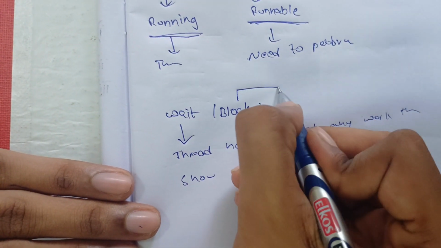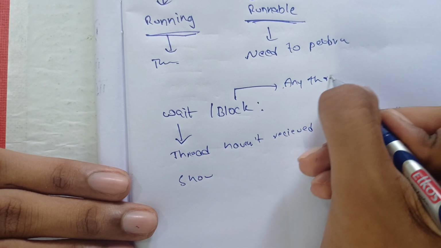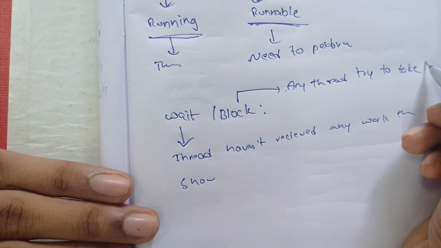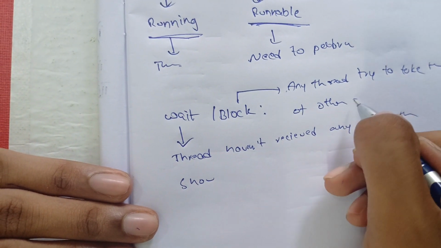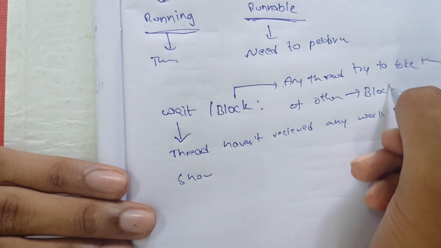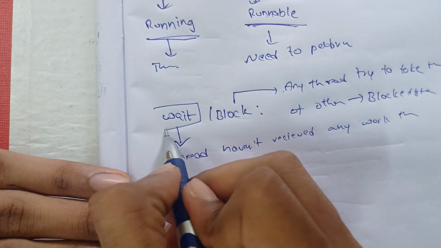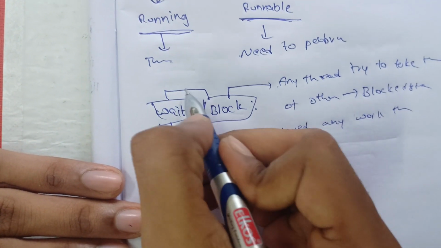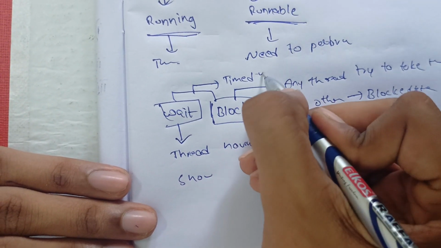In case of block state, if any thread tries to take the work of another thread, then that thread automatically goes into blocked state. This waiting state or blocked state are combinedly known as timed waiting state.